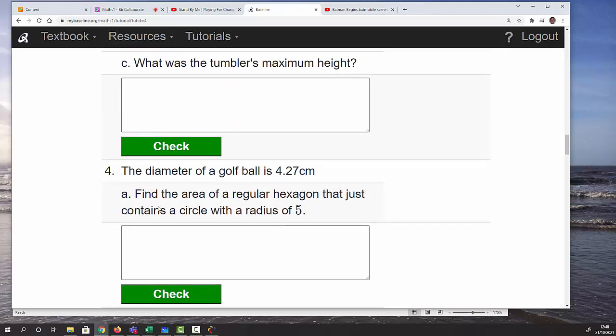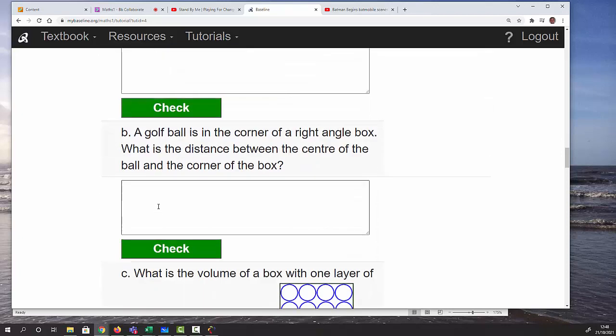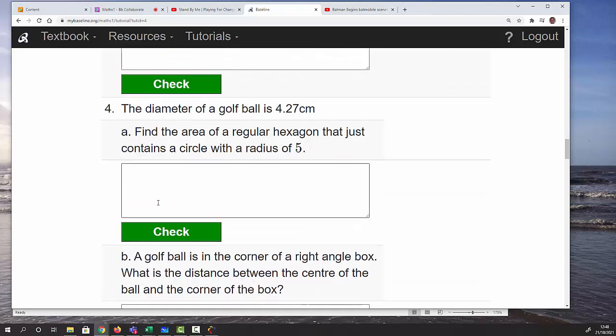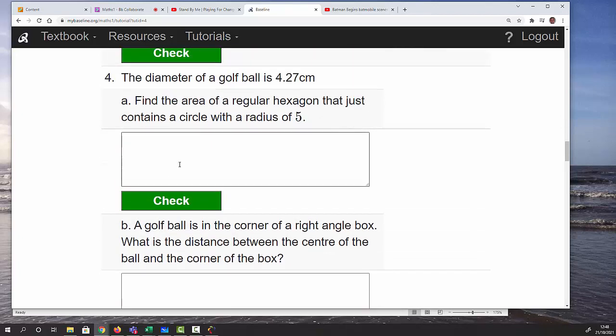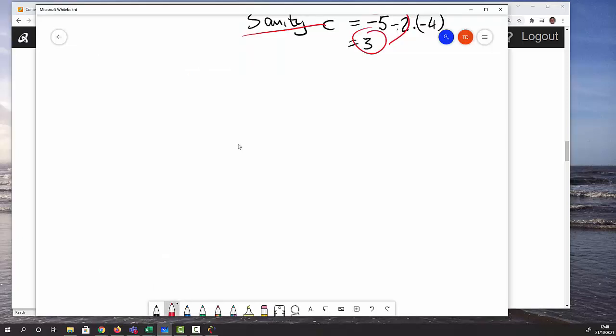Maximum height. Okay. Golf balls. Obviously we know where we're going with golf balls. So first of all, you've got a circle, and I want to put a circle in a hexagon, so you need to work out the size of the hexagon. Let me just show you with that. So what I'm talking about here is I want a circle inside a hexagon.